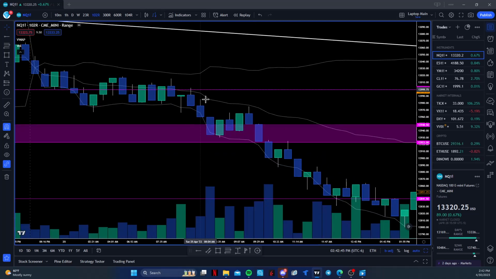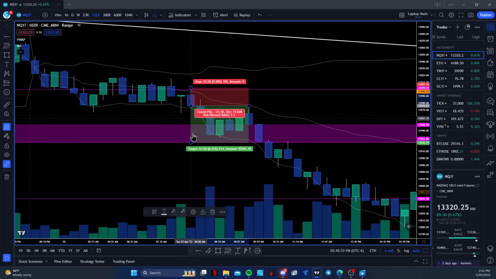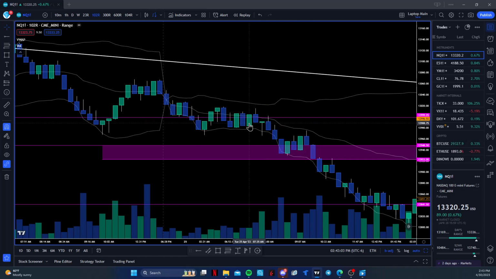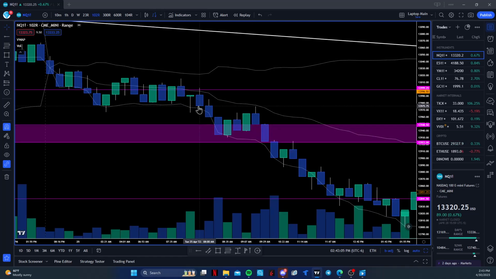If you did not get long here and you see this candle close into the wick on this low volume, great short. So you'd enter there, stop below the high, and I'd probably target down here, somewhere in this area. But that's a good entry. I did not take that.